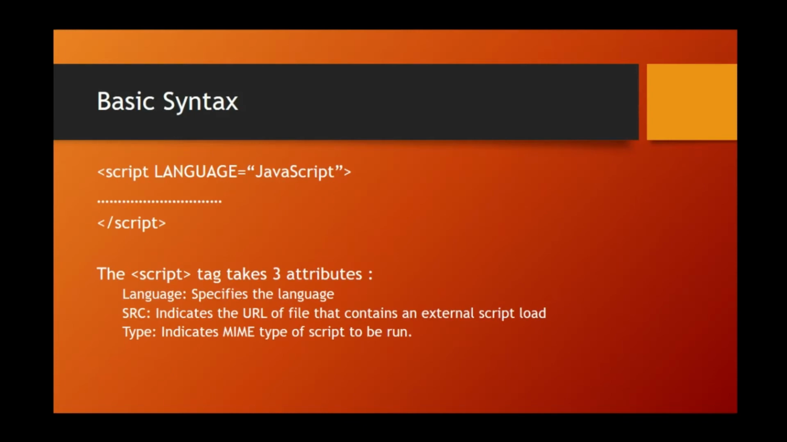Okay, the next part is the basic syntax of JavaScript. Generally the basic syntax starts with the script tag with the language type JavaScript, and then ends with the closing script tag. So in this space you can write your script. The script takes three attributes. The first is language. Second is source, which indicates the URL or the content if we get it from an external script file. And third is type, which indicates the MIME type of the script to be run. So this is the basic syntax for JavaScript.